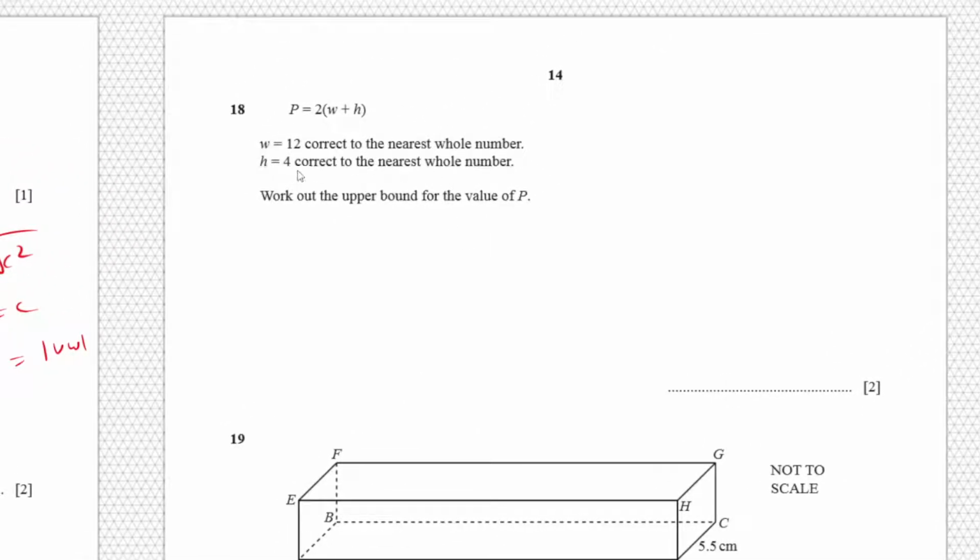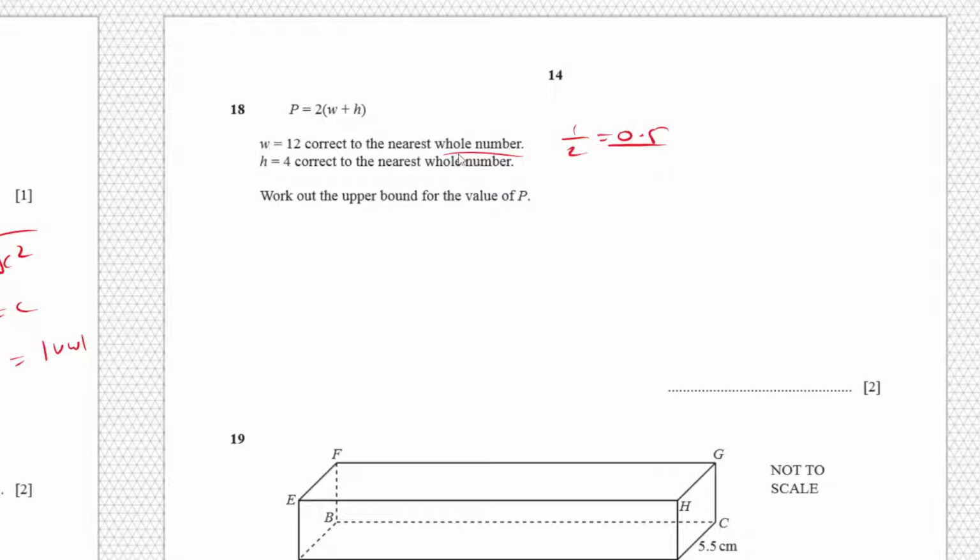Question number 18. P equals 2 times W plus H, where W is 12 to the nearest whole number, H is also to the nearest whole number. Work out the upper bound. Now when they say whole number, first we're going to have to adjust it. We're going to have to add or subtract a certain number. What's that number going to be? Well, look at what it was rounded off to. It is nearest whole number, so just take 1/2. That's the number we're going to add and subtract to find upper and lower bound.